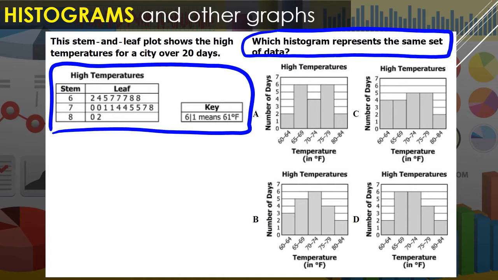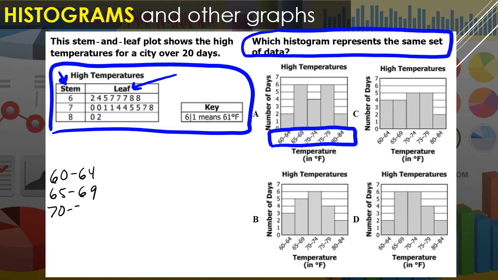And so with a little refresher on a stem and leaf plot, the stem is our tens place and the leaf is the ones place. So what we're going to do here is take the stem and leaf plot, get the data, and use the intervals that are given to us here to figure out which histogram matches the stem and leaf plot. First step is, let's go ahead and rewrite the intervals here. This is going to help us out. So let's rewrite 60 to 64, 65 to 69, 70 to 74, 75 to 79, and 80 to 84.